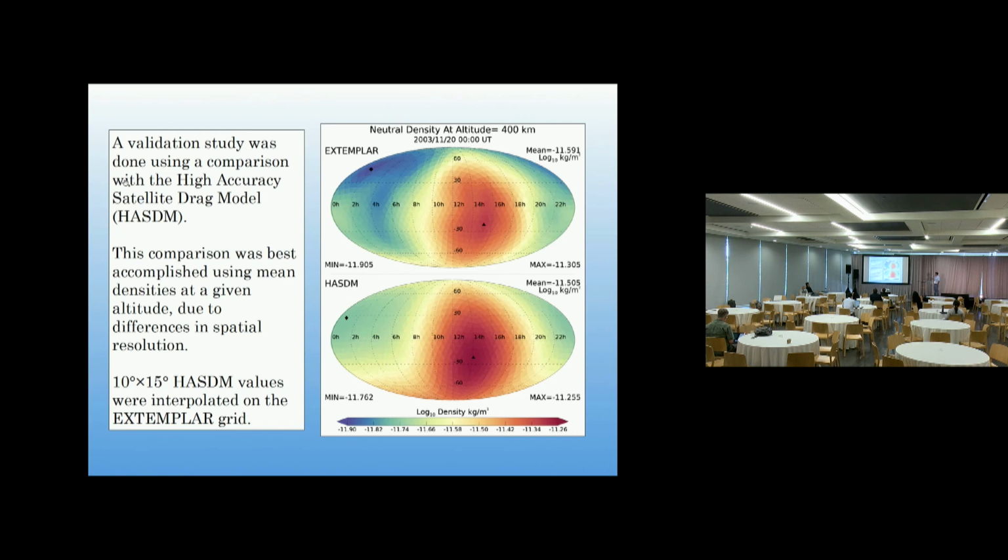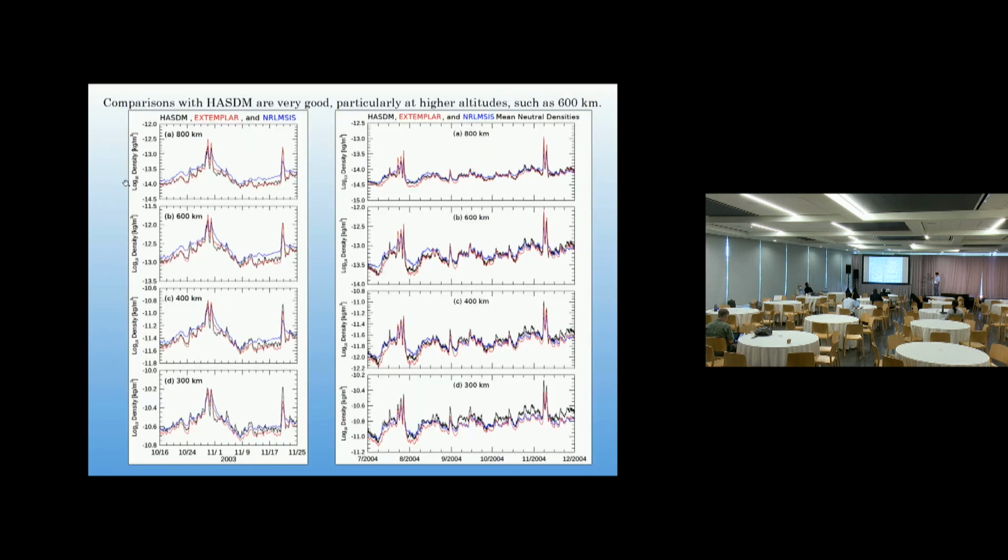Because the grids are different, the way Dan decided to do this is to look at the mean density at a given altitude. And so when you look at these plots, this is the min and the max, but this is the mean density. This is the mean right here. And so on the next plots, these values are the mean densities at a given altitude.